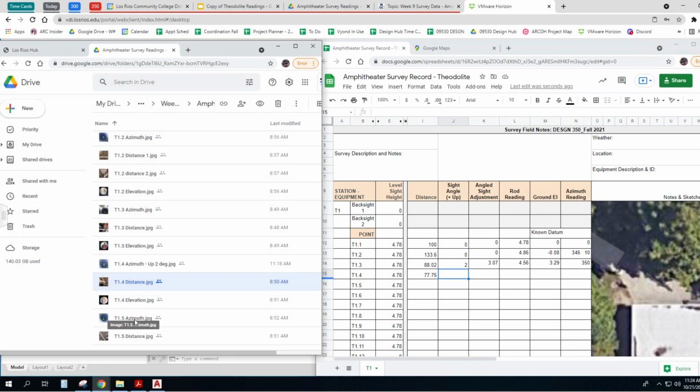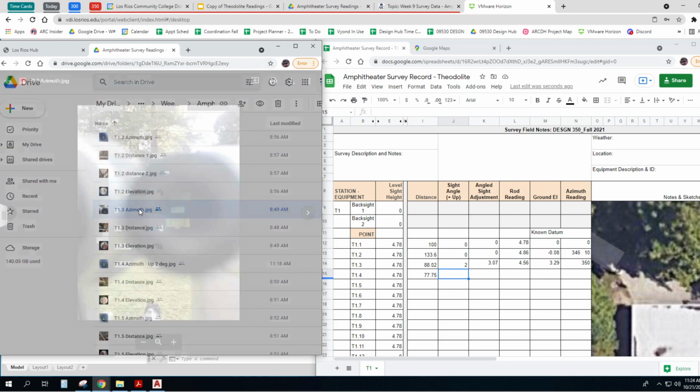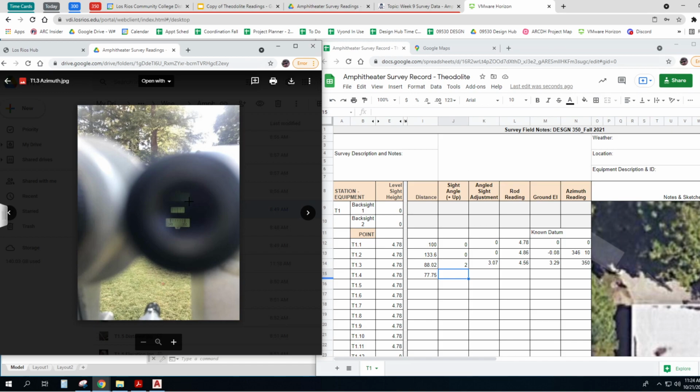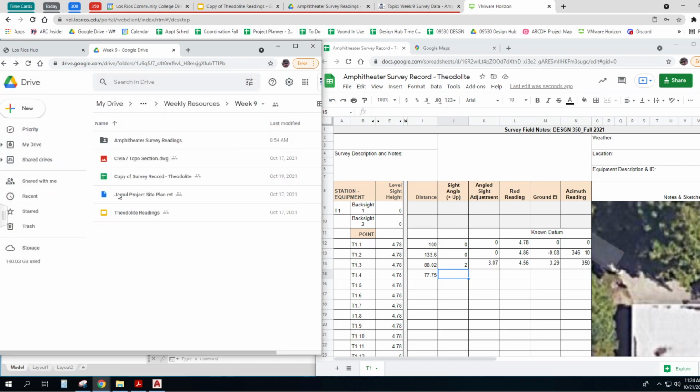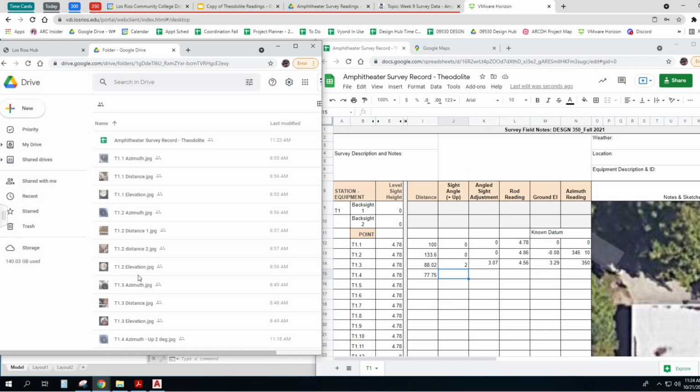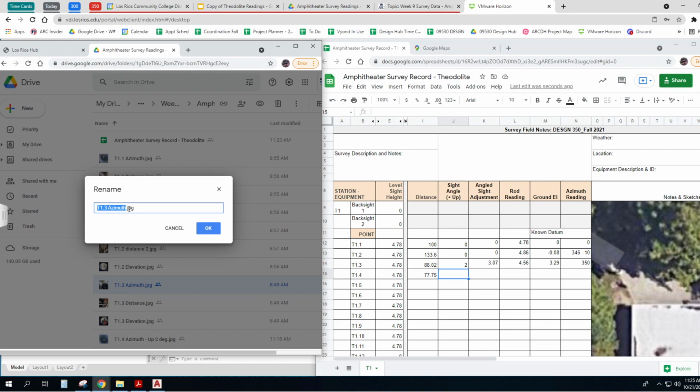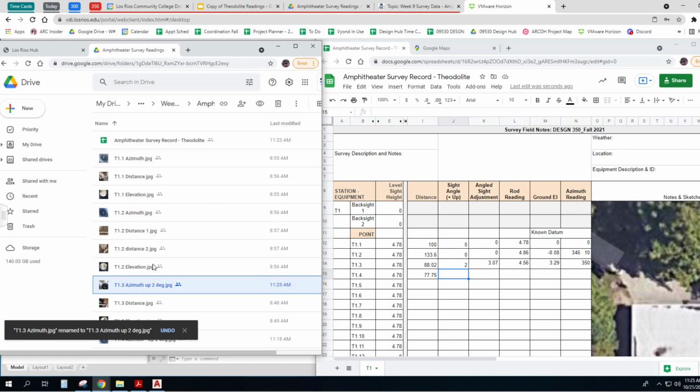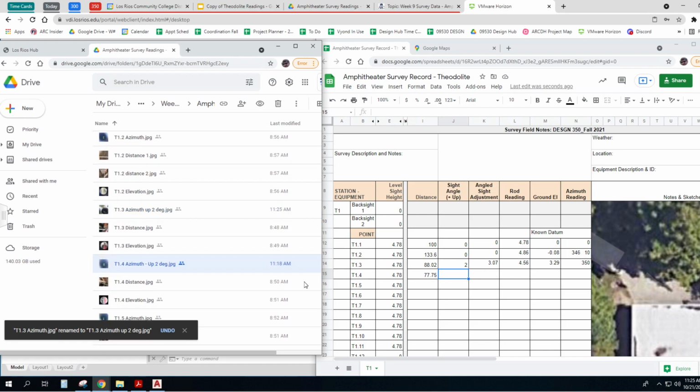Let's look at my azimuth reading. Oh, that one was up 2 degrees. Did I do the wrong one? That one might have been level. That's okay. We're going to leave it at the 2. Where did I just go? Okay, so this one also is up 2 degrees.